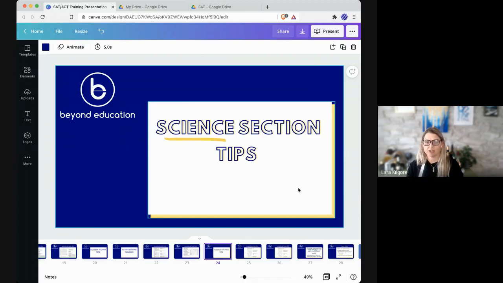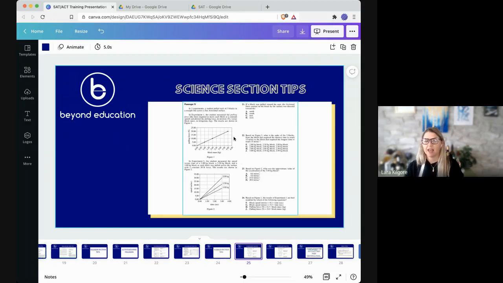But the science section, in both the SAT and the ACT, is really about data analysis. Can you read a graph? Do you know how to look at a graph or a table? In this example, I picked one that has two graphs. Sometimes it'll be a graph and a table of values. Sometimes it'll be a schematic. But the questions come down to, can you read a graph correctly?